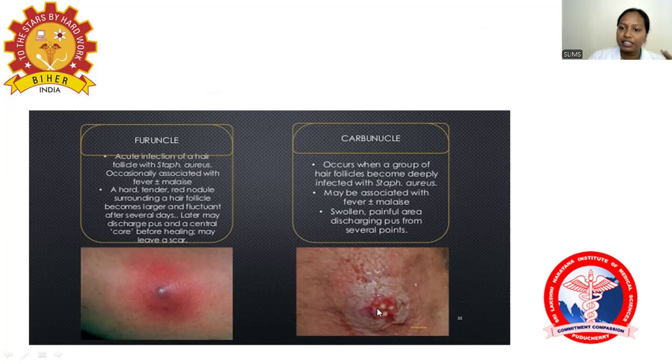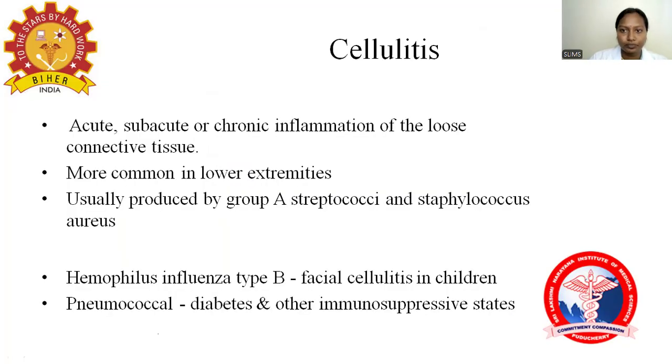Multiple pus pointing, multiple hair follicles are affected. It's caused by Staph aureus. Usually fever and other symptoms are also associated. And painful discharging of pus is seen at multiple points.